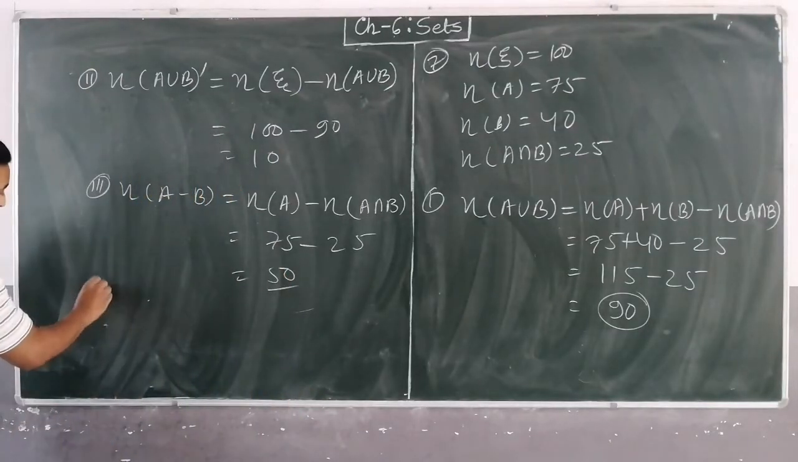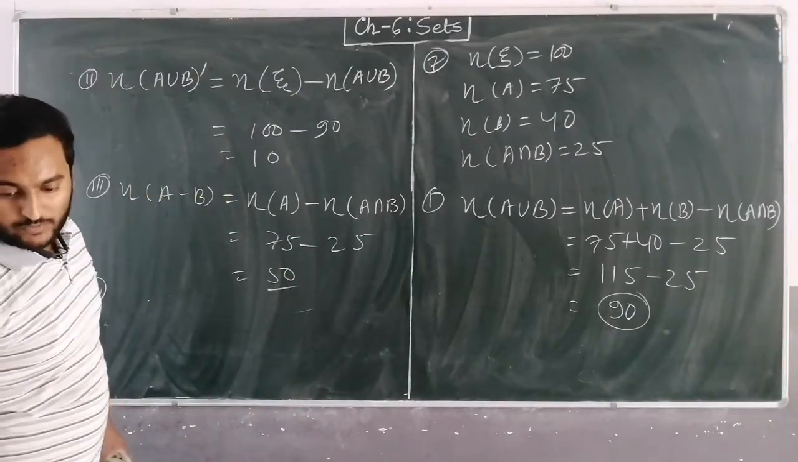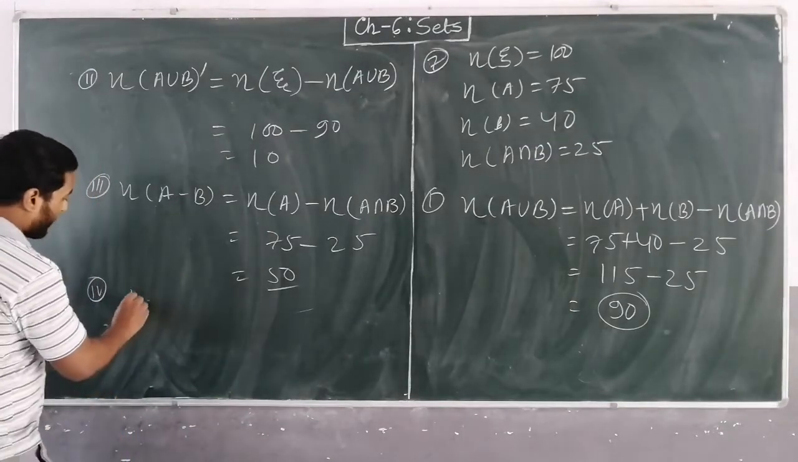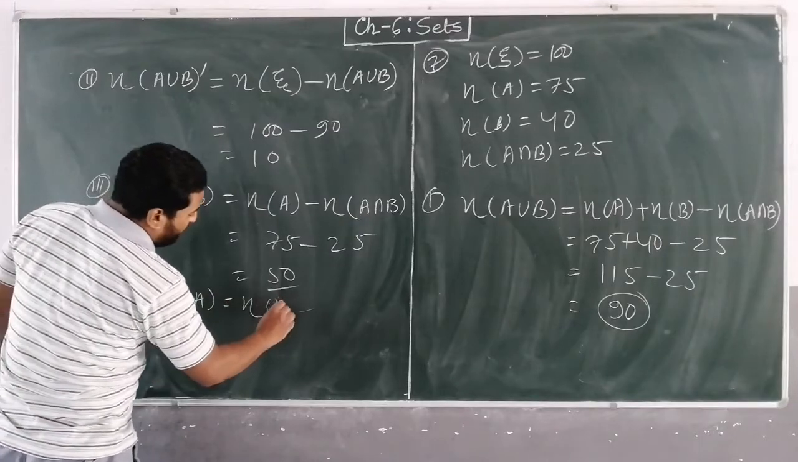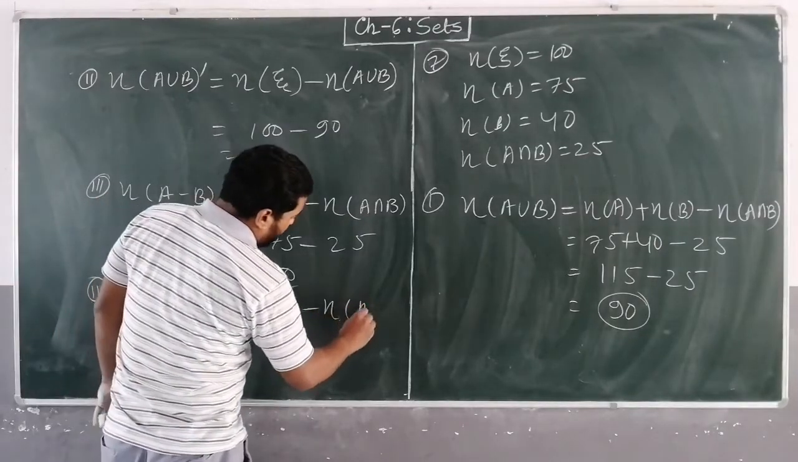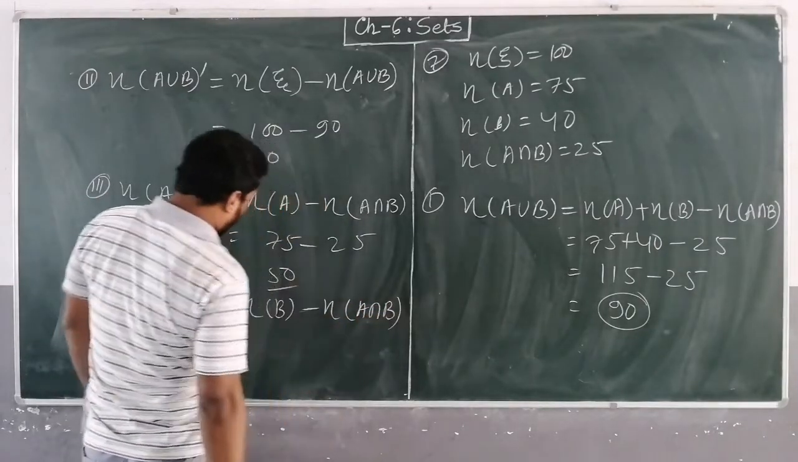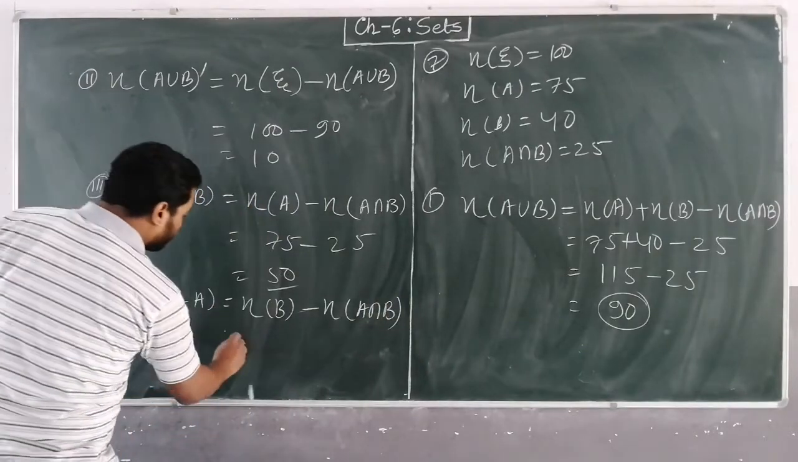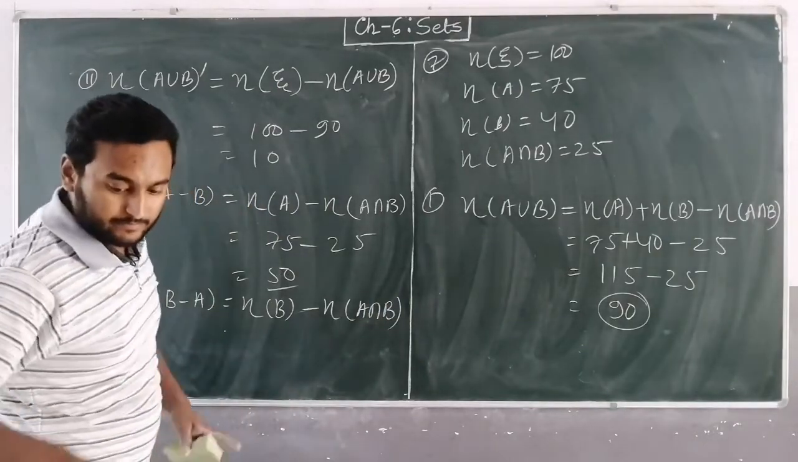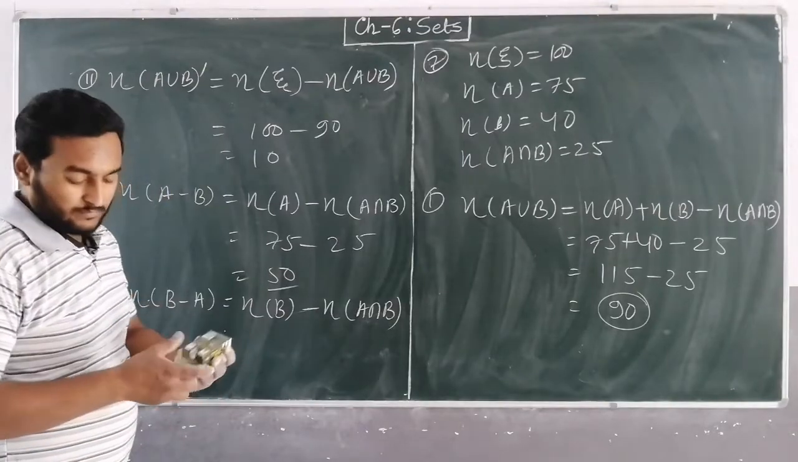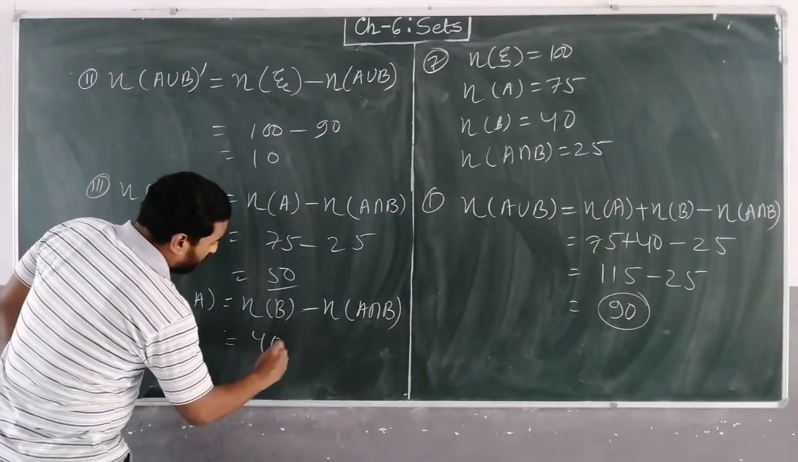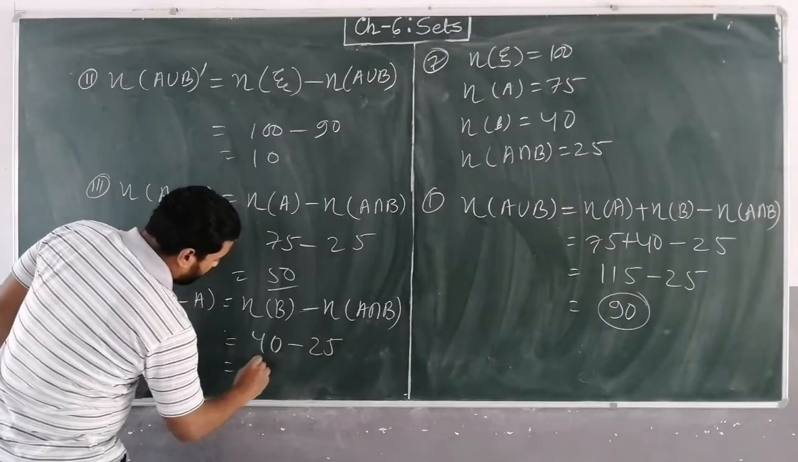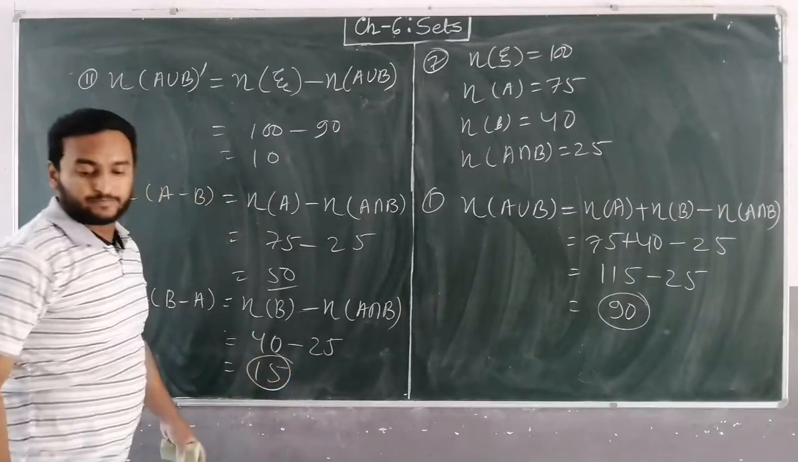Okay. So fourth part, cardinality of B minus A. Same as the previous one. B minus A will be cardinality of B minus cardinality of A intersection B. Cardinality of B is 40. So 40 minus 25. That is equal to 15.